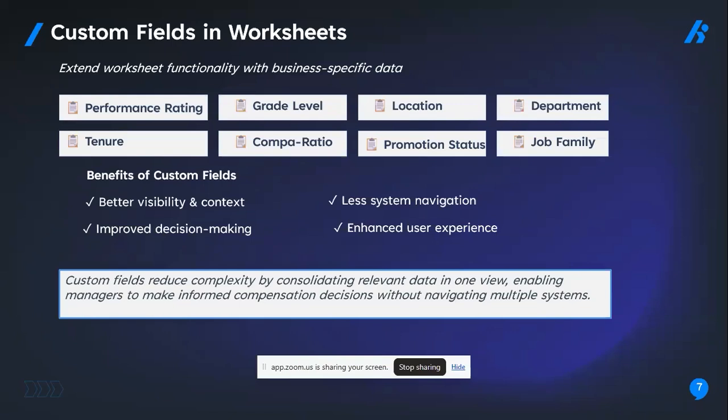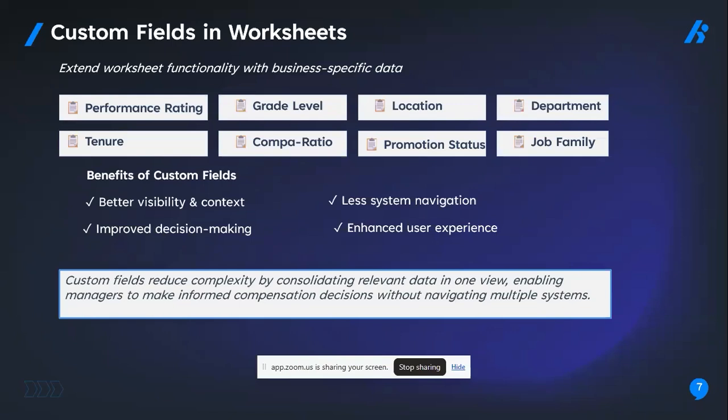Location. Critically, if you have different costs of living across regions, we need location. Department. Important for budget tracking and multi-department worksheets. Tenure. How long has the employee been with the company? This is often a factor in compensation decisions. Comp ratio. This field shows an employee's salary compared to the market rate as a percentage. It helps managers understand whether employees are paid below, at, or above the market, supporting fair compensation decisions.